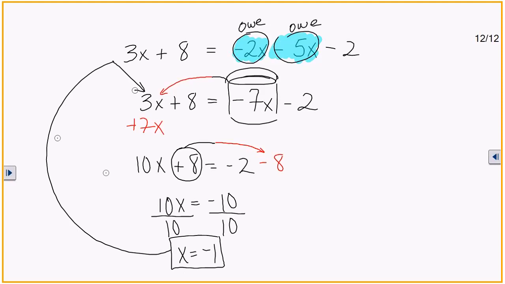3 times negative 1 plus 8 is equal to negative 7 times negative 1 minus 2. And see if it checks out. Now that is how you do multi-step equations with combining like terms. Now let's do the distributive law.